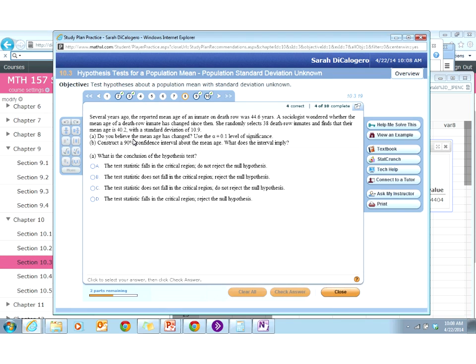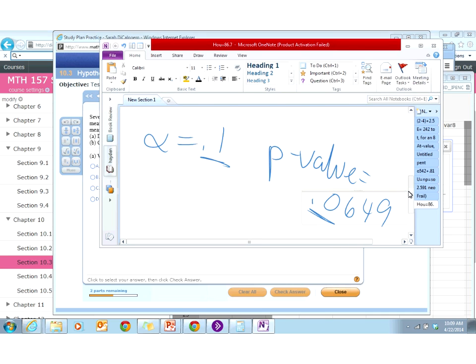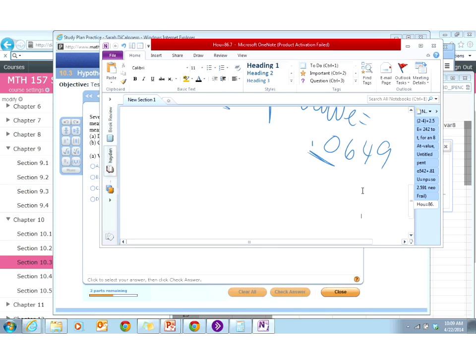And write this down with me. Our sample standard deviation is 10.9. And the value we're testing is 44.6 years. And we're trying to figure out whether or not the mean age has changed. So what do you guys think? One-tailed, two-tailed? Well, let's write it out.